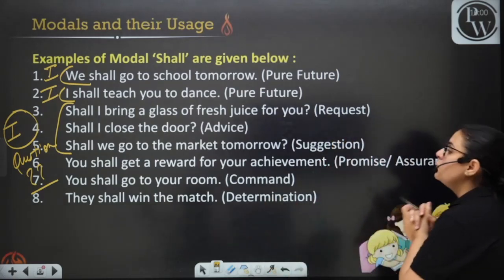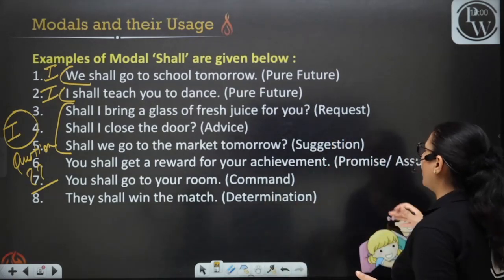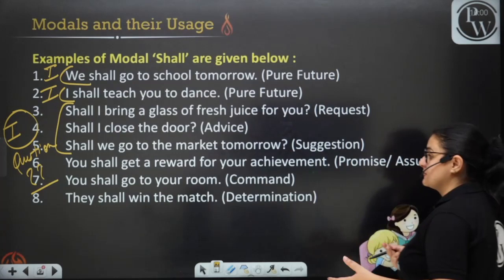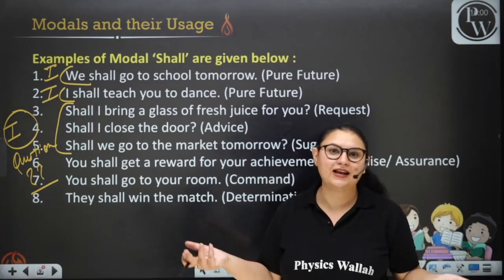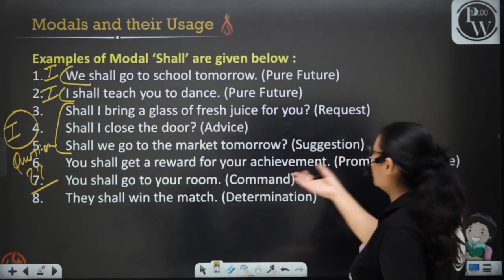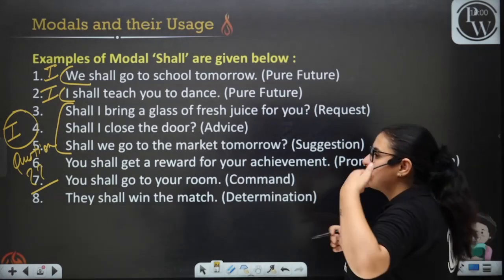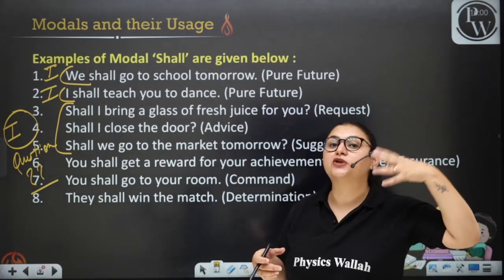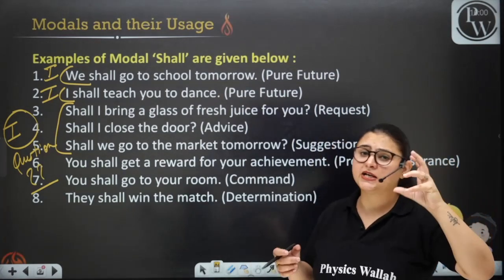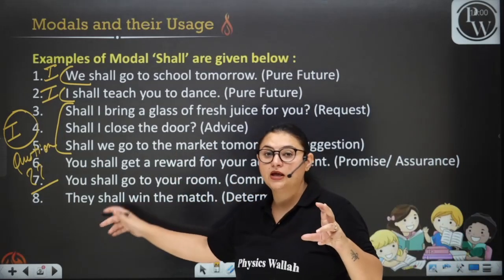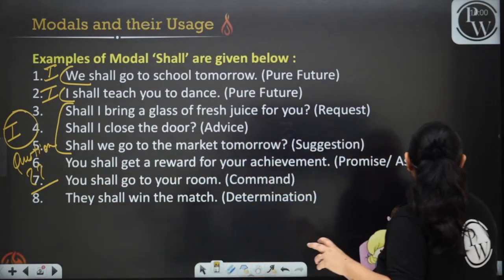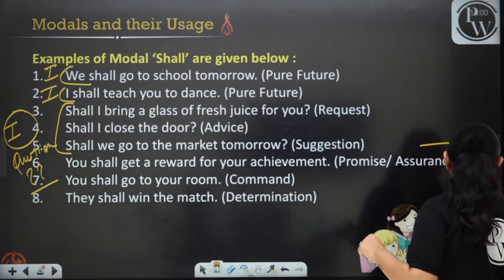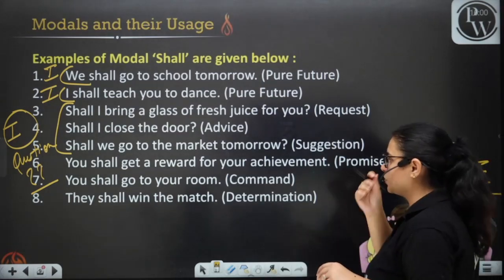Now, sixth, you shall get an award for your achievement. This is a promise, this is assurance. You shall get an award for your achievement. This sentence is used to assure someone. So in that case also we are using shall. This is the case for the second person and the third person as well.